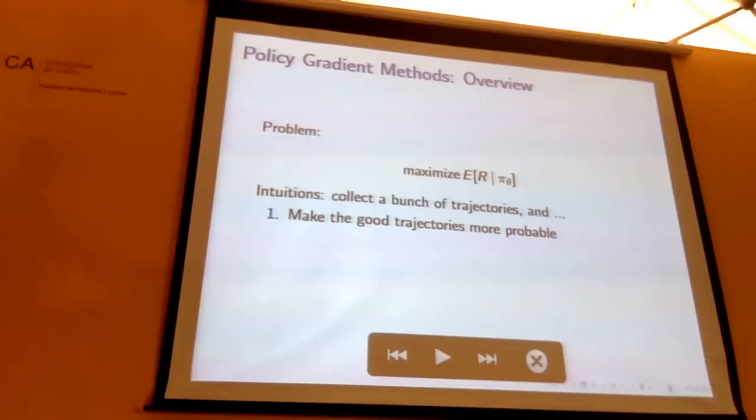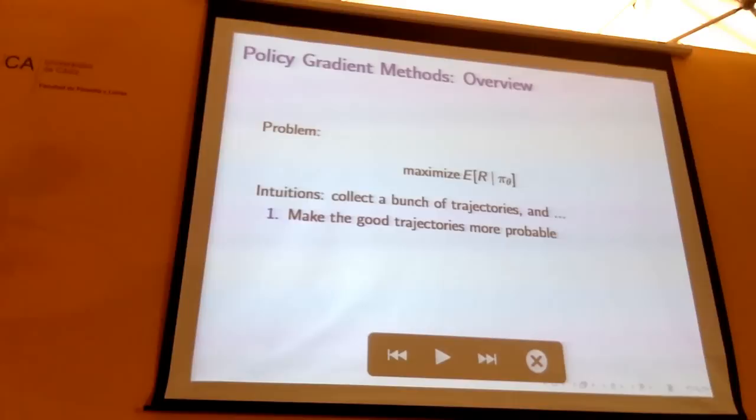Okay, so here's the optimization problem. We're trying to maximize expected reward. Capital R means the sum of rewards over a whole episode, and this obviously depends on the policy, which we're writing as pi sub theta here. We're trying to maximize the expectation with respect to theta, the parameter vector of the policy. So how could we possibly do this?